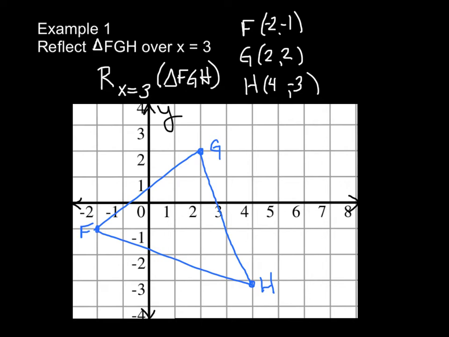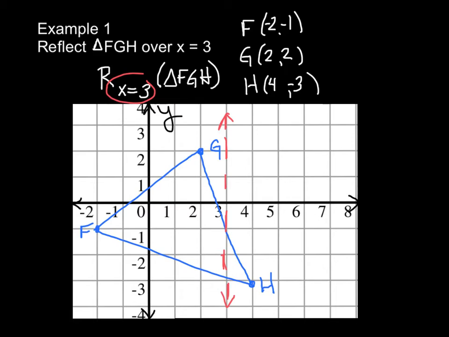In red, I am now going to draw my reflection, x equals 3. X equals 3, I'm going to draw on a dotted line. This is your line of reflection. So I'm going to reflect over x equals 3. So that means it's going to flip horizontally over x equals 3. So I'm going to do my image in green. So let's start with F.